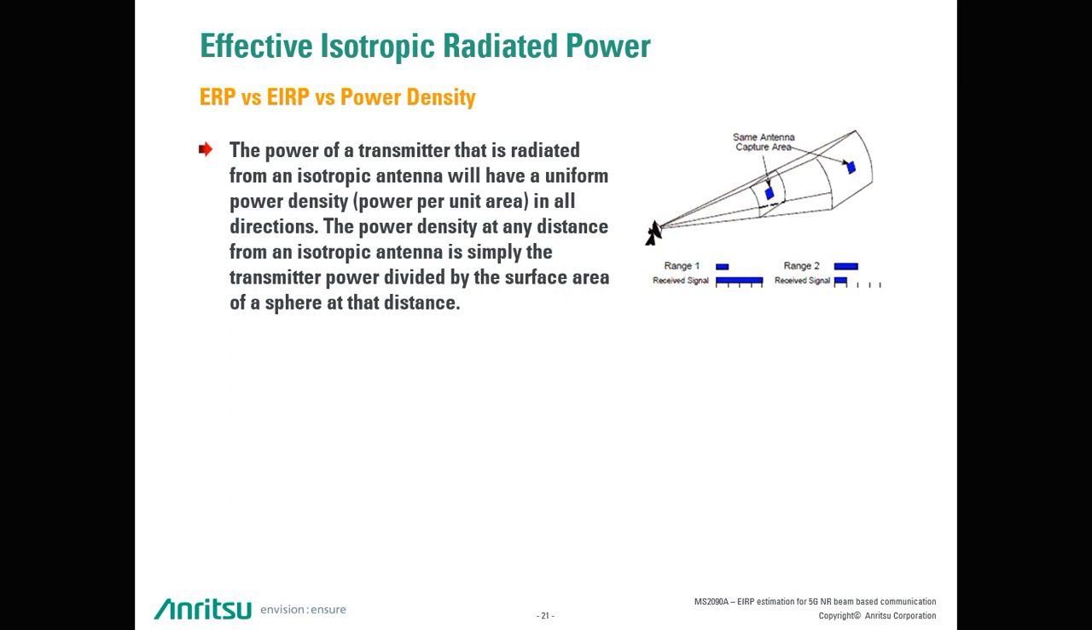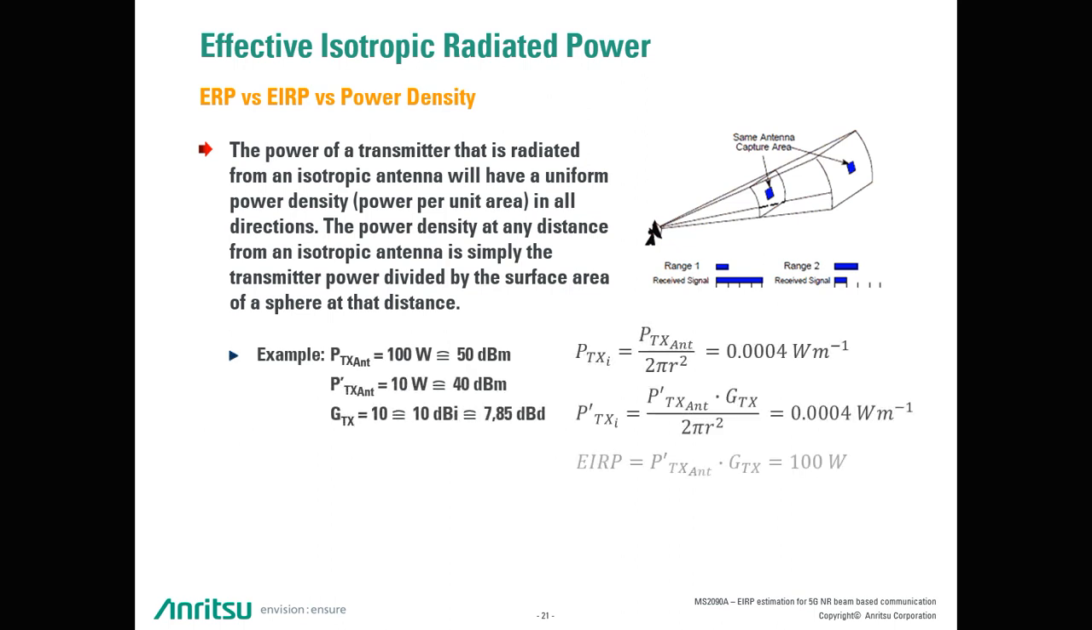Let us assume an isotropic antenna at 3.5 GHz, which is fed with a net power of 100 watt. The resulting power flux density at a distance of 200 meters would then be 400 microwatt per square meter. In case of using a directional antenna with an isotropic gain of 10 dBi and fed with a reduced net power of 10 watt, the power flux density results in the same value. This is due to the fact that less power is more focused into a specific direction.